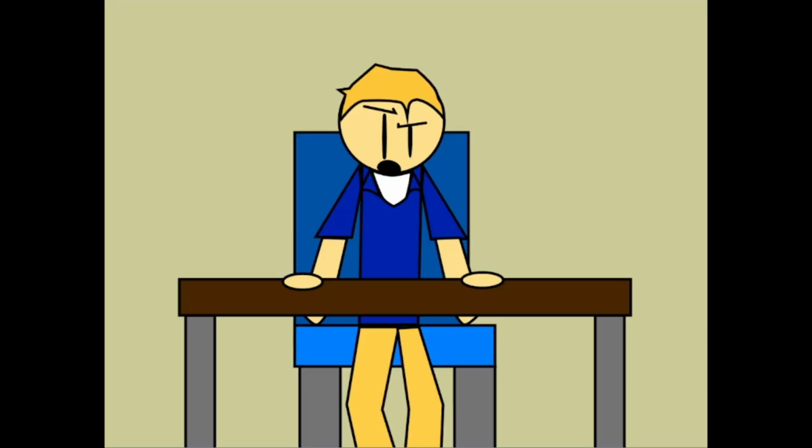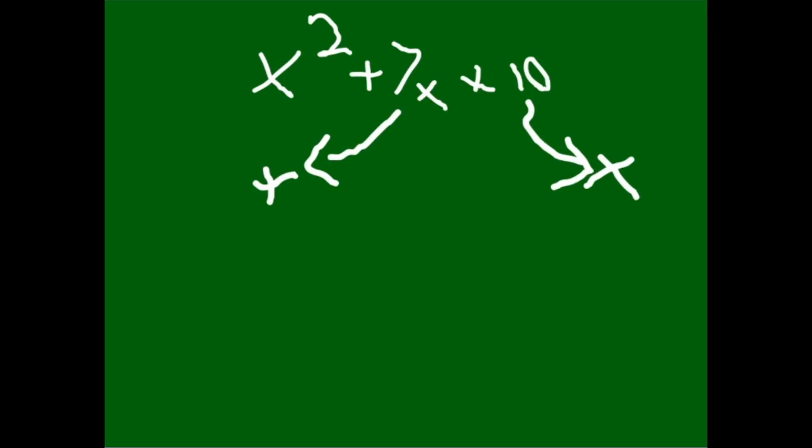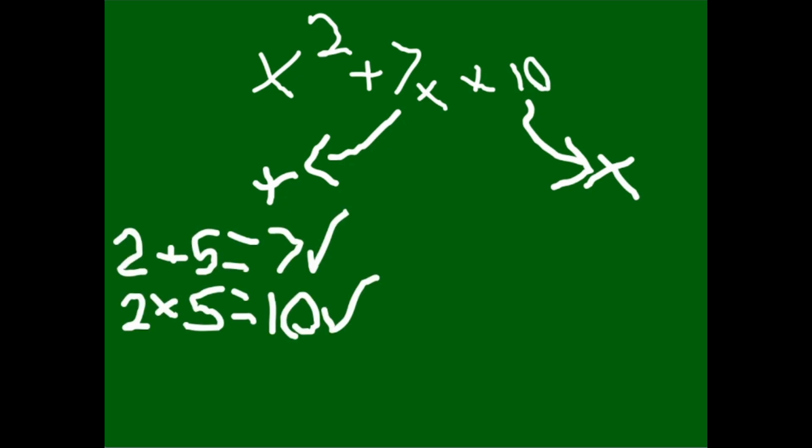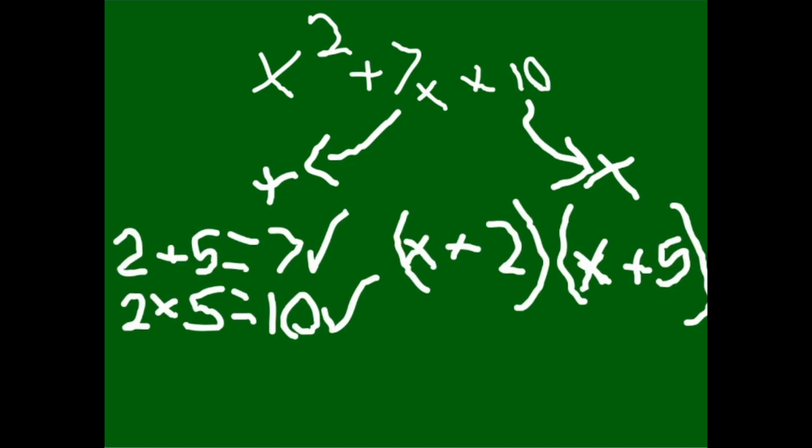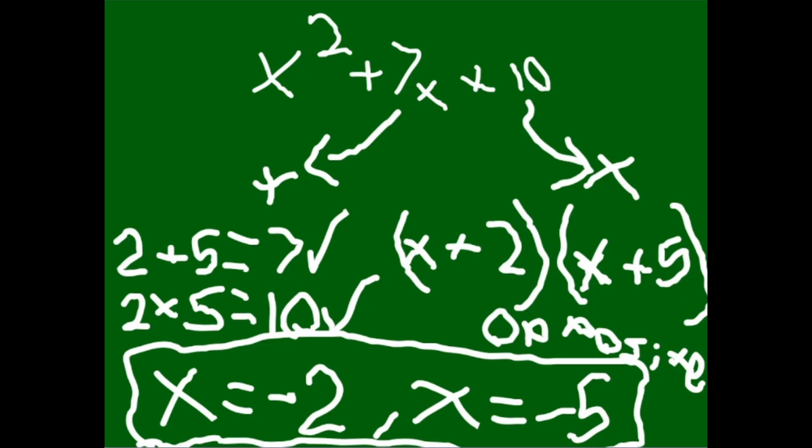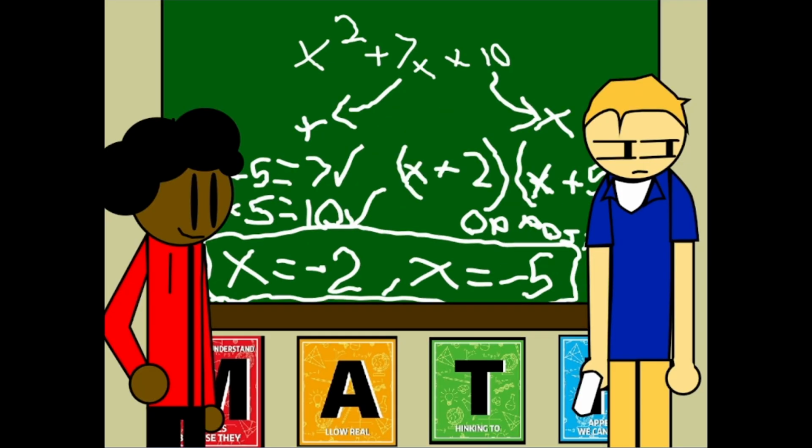Wait, I know this already. Let me try. First, we have to find something that multiplies to 10 and adds to 7. 2 and 5 work, so let's use those. Now that we factor it, x plus 5 and x plus 2, we take the opposite of these numbers. So the solutions are negative 5 and negative 2.